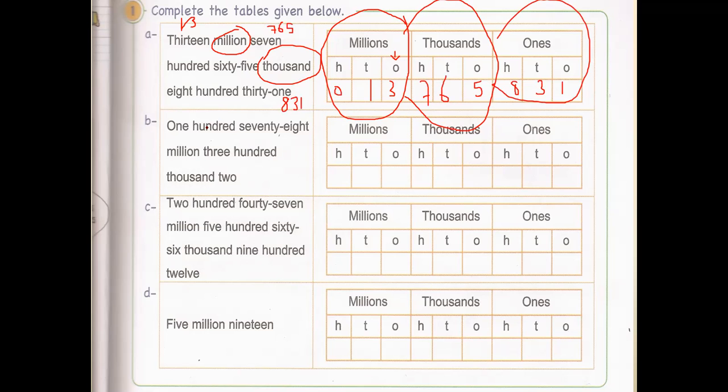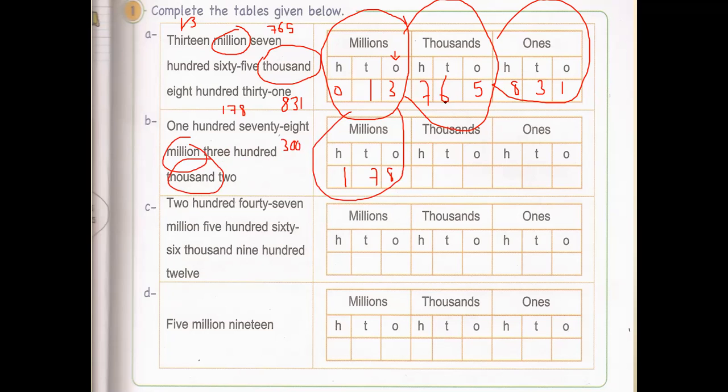Part B. 178,300,002. 178, how do we write it? 178 million. So we'll fill it in the millions family, starting from the ones. 8, 7, and 1. 300,000. So I will stop till here. 300. How do we write it in digits? 300, like this.